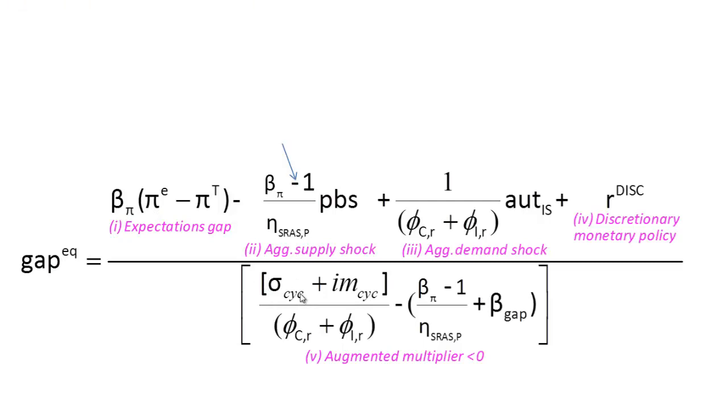Now, let's look at the aggregate supply shock. We call this a productivity-based shock, PBS, and remember once again that beta pi minus 1, this whole term is positive, and this is negative. But your intuition should tell you that if you have an adverse shock to aggregate supply, the output gap should go down. And if you have a favorable shock to aggregate supply, then your output gap should go up. So one example of a shock to the short-run aggregate supply curve is the price of oil. If oil prices go up, the gap goes down. Oil prices go down, the gap goes up.